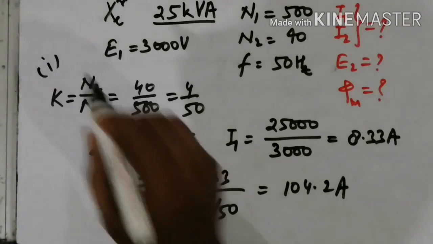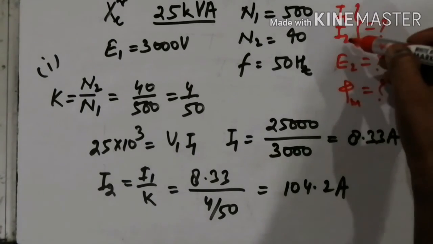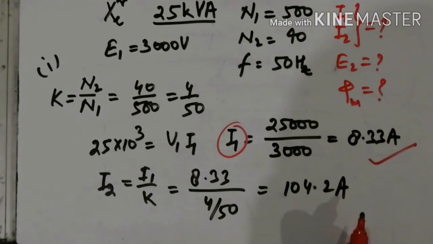This is our first part, right? According to the first part, I1 and I2 are required. Here this one is the value of I1, that is 8.33, and 104.2 ampere is the value of I2. Now see the second part, that is E2.